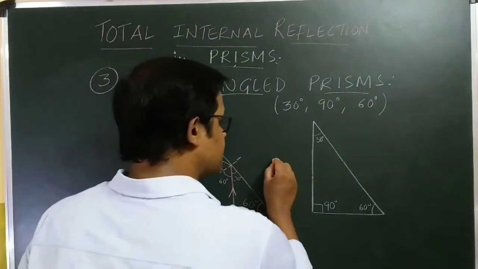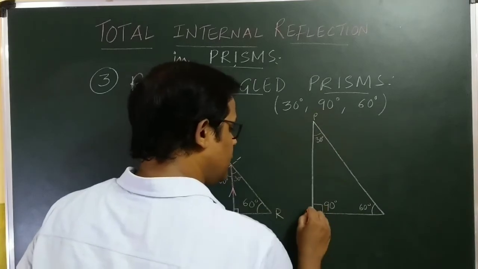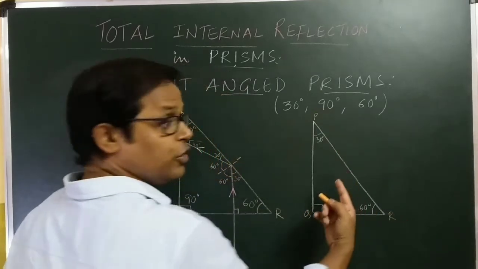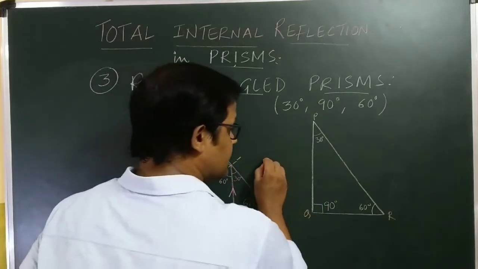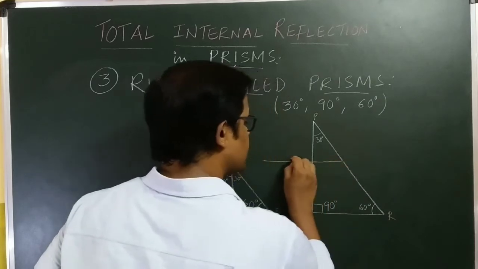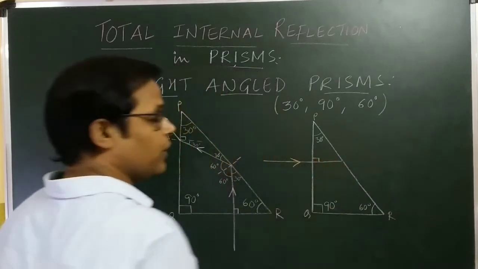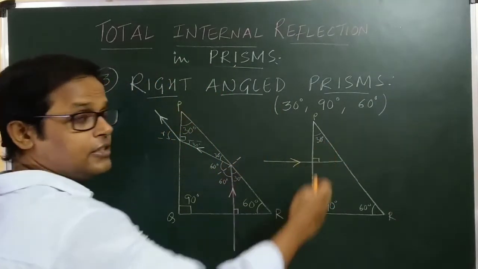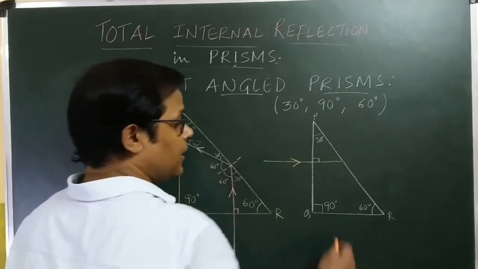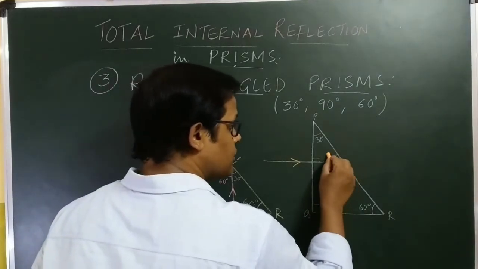If a ray of light is incident from this surface PQ rather than QR, if a ray of light is incident something like this, observe this. So definitely it is hitting you at 90 degrees. 90, 30 is 120. 120, this is your 60.